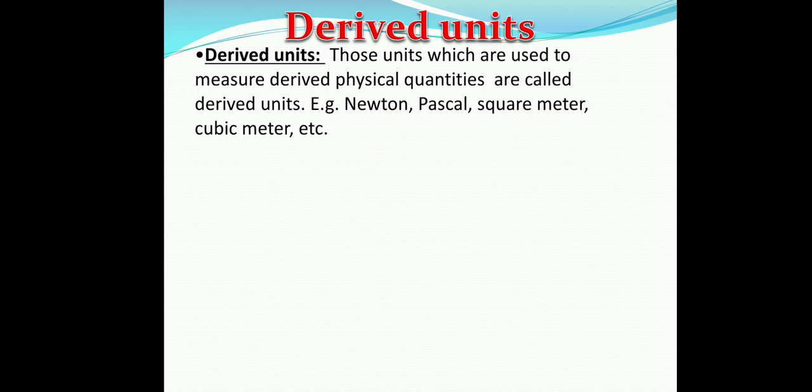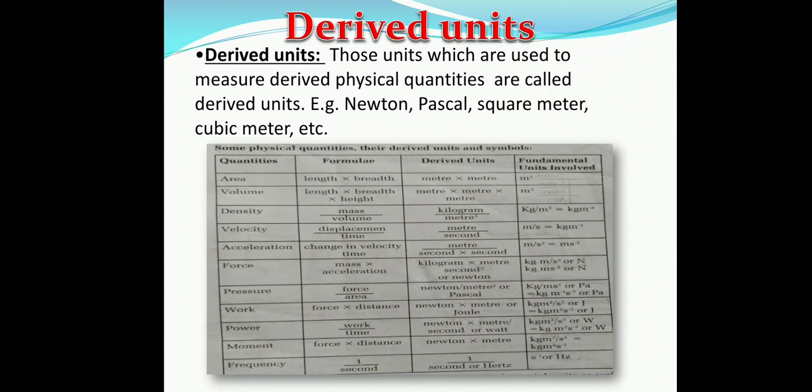Derived units are those which are derived from the fundamental physical quantities. They depend on fundamental physical quantities. For example, Newton, Pascal, square meter, cubic meter, they are some examples of the derived unit.